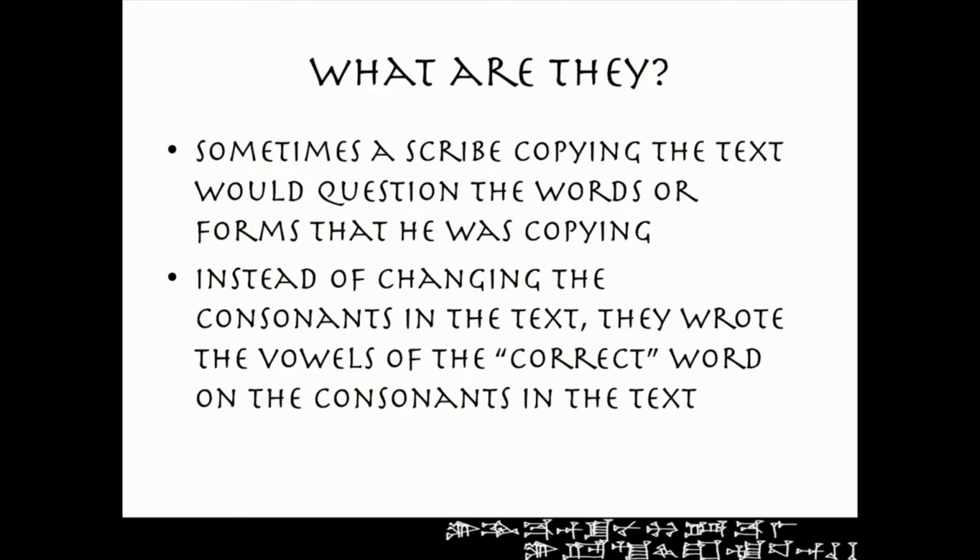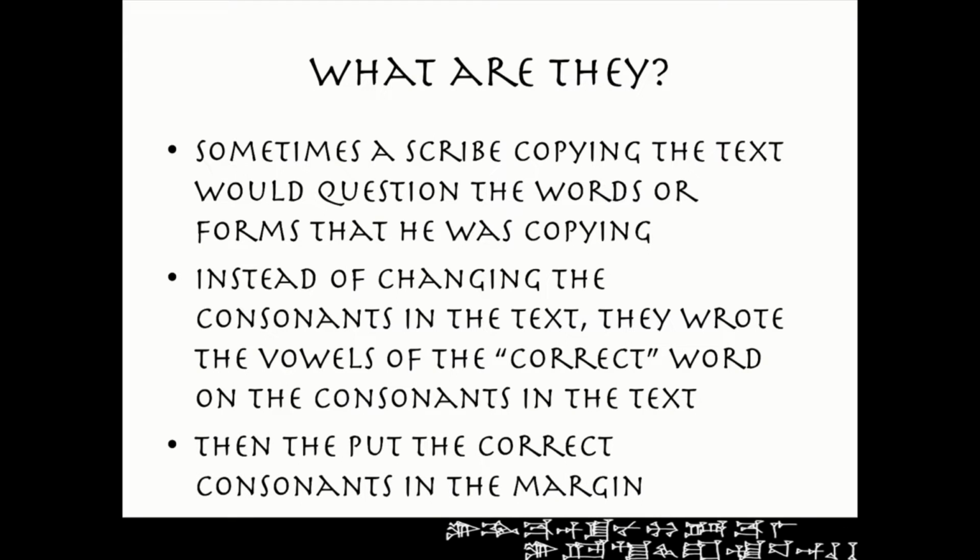So instead of changing the consonants, which was the primary thing in the text, what was transmitted down, initially anyway, they wrote the vowels, which in Hebrew are written usually above and below, sometimes right in the middle of the consonants. They wrote the vowels for the word that they thought was the correct word around the consonants that were in the text. And what this produced was a goofy looking word that didn't make any sense. So then they would put the correct consonants out in the margin.